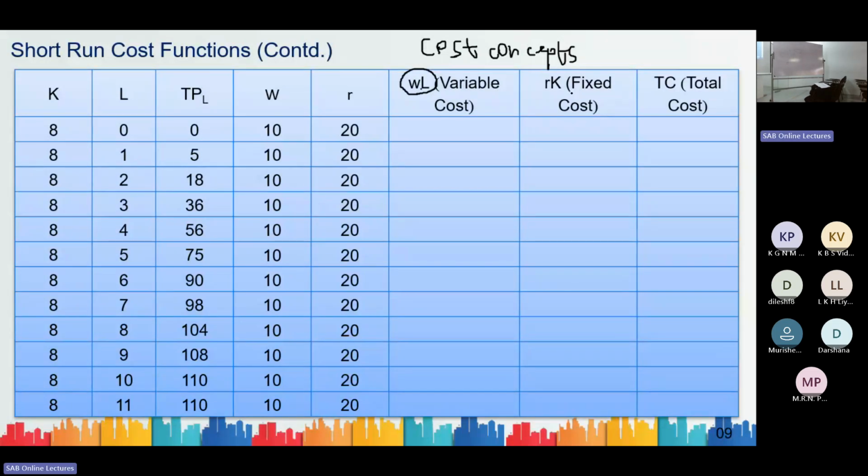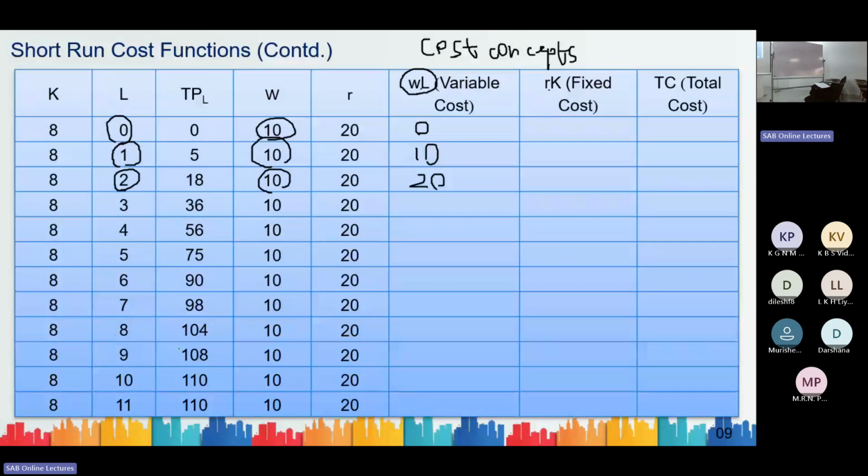And next we calculate the fixed cost. Fixed cost is the quantity of capital multiplied by the rental rate. And the total cost is the summation of variable cost and fixed cost. So first calculate variable cost. L into W. L is this. W is this. 0 into 10 is 0. Next we have 1 and 10. 1 into 10 is 10. Next we have 2 and 10. 2 into 10, 20.